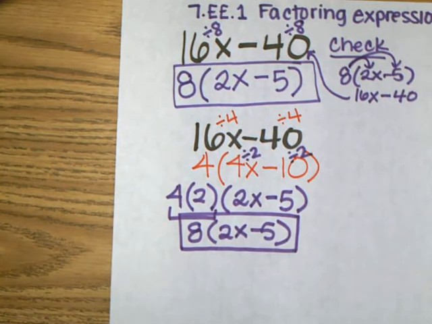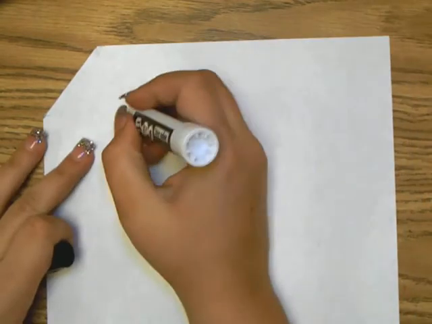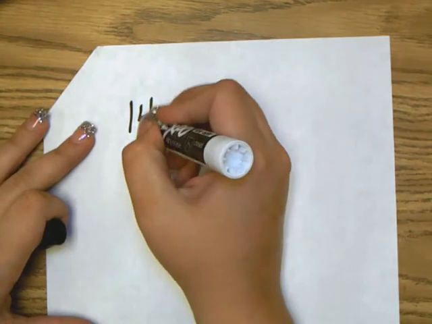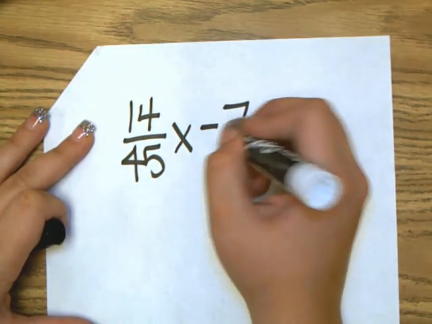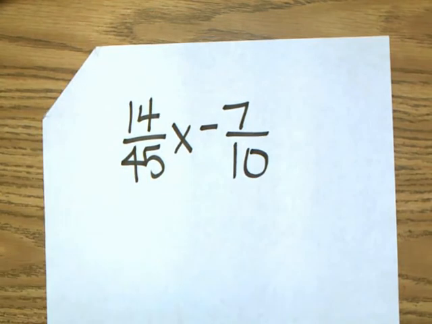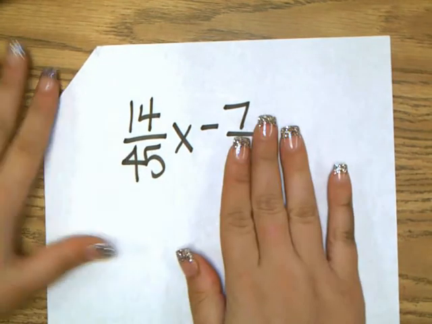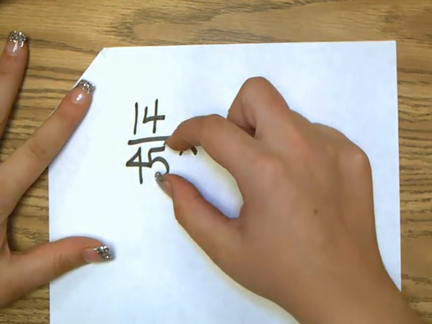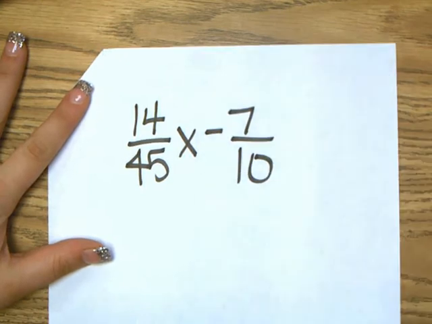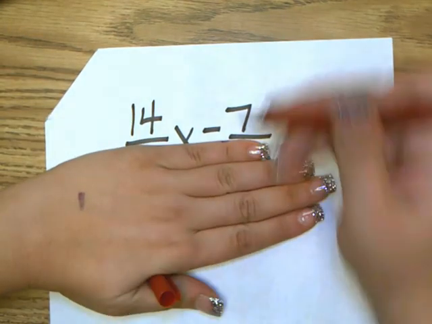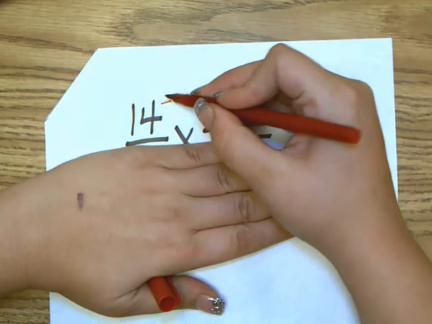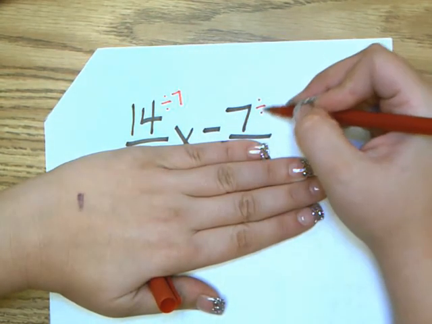Okay, the next example we're going to talk about is if we have fractions to factor. So when you have fractions, the easiest way to figure out the common factor of 14/45 and 7/10 is to do the numerators together. So the greatest common factor of 14 and 7 is 7.